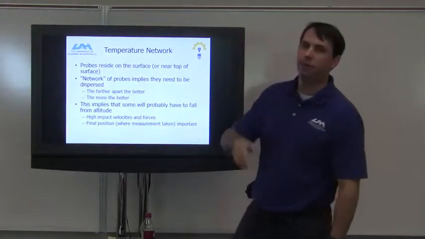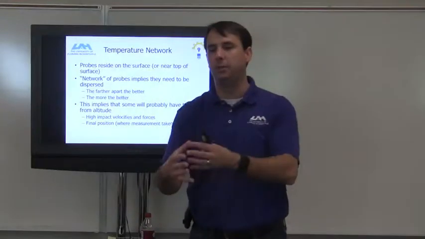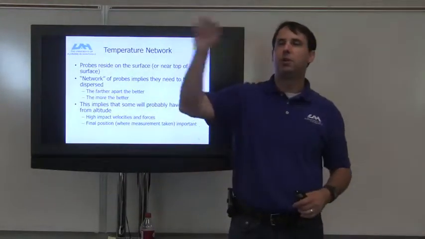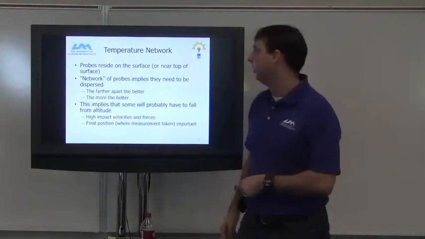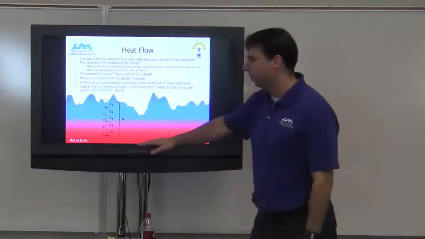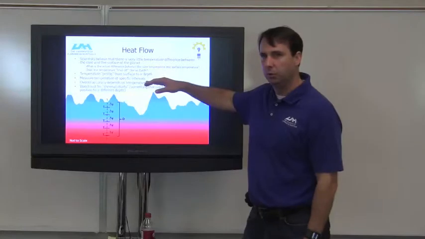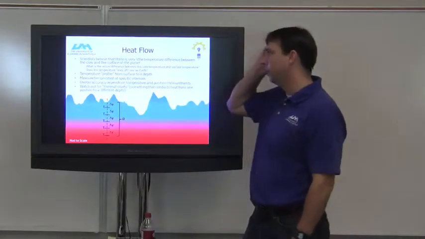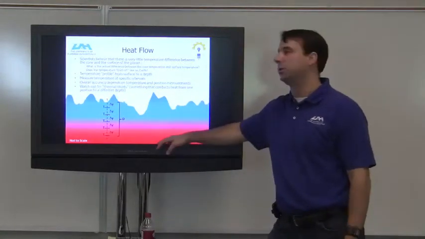This implies they'll probably have to fall from altitude because the lander is going to be at a certain location. So you have to sprinkle these things all over the planet from altitude. Heat flow. This is my graphic. This is below. The red is hot and then blue is cool. So it's getting cooler as it goes up. This is assuming there's some energy source down below.